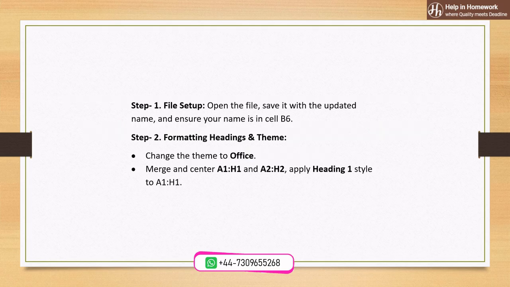Step 1. File Setup. Open the file, save it with the updated name, and ensure your name is in cell B6. Step 2. Formatting headings and theme. Change the theme to Office. Merge and center A1:H1 and A2:H2, apply Heading 1 style to A1:H1.